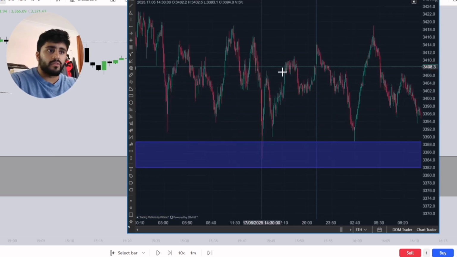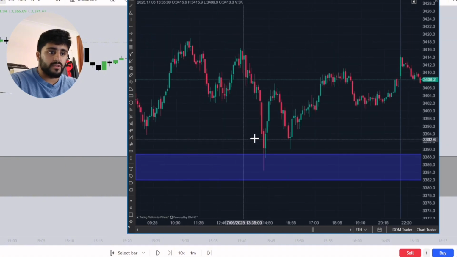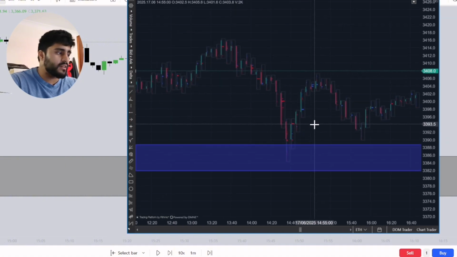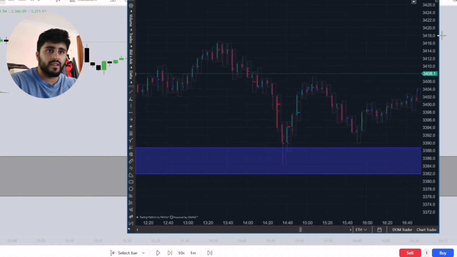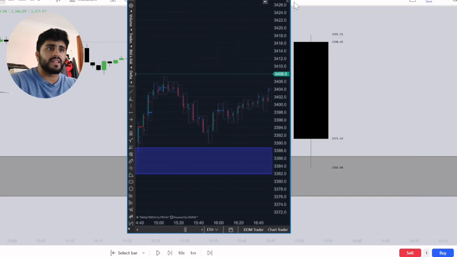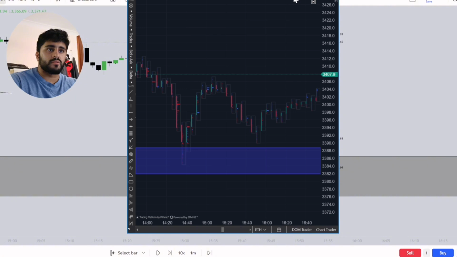Right, sorry, here on the 5-minute, here we are. So 17th of June, right? So we are going to understand this price action, and we're going to understand the price action in line with what we see here on the 1-minute. So give me a second to put these side by side. We're going to understand this.